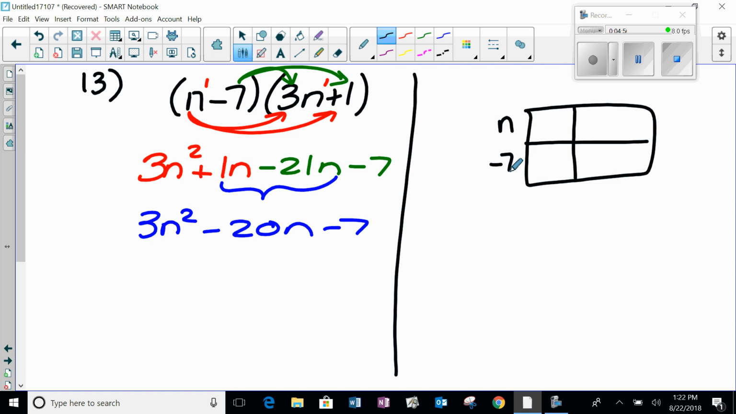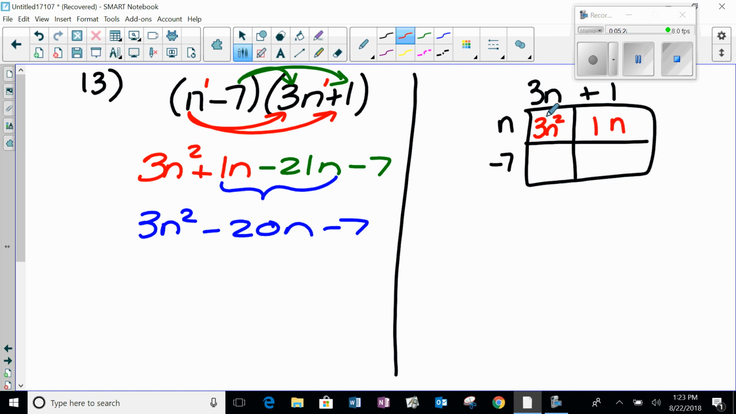It's kind of like Punnett squares. And then on the top, I'm going to have 3n plus 1. Now from there, we are going to multiply to fill in the empty spaces of the box. So for this first one, what are the two sides of that square? 3n and n. So that's going to be a 3n squared. Then I'm going to multiply the row times the column. So 1 times n is just 1n.